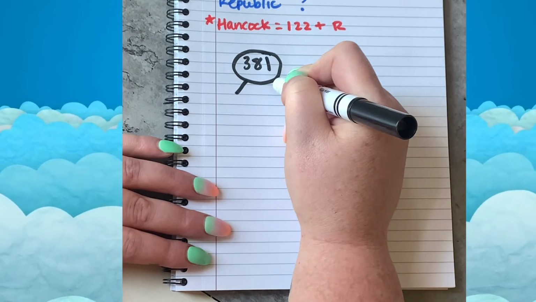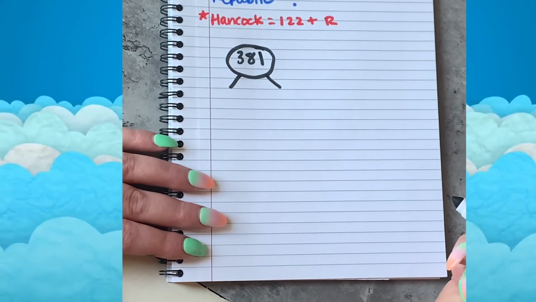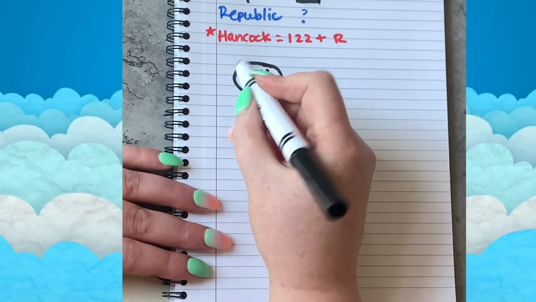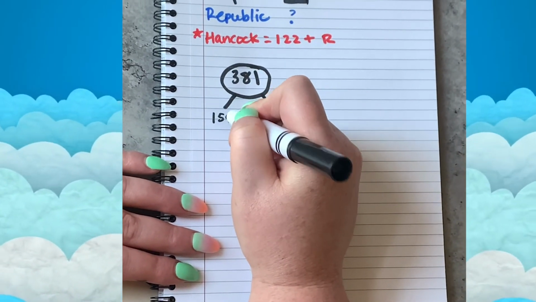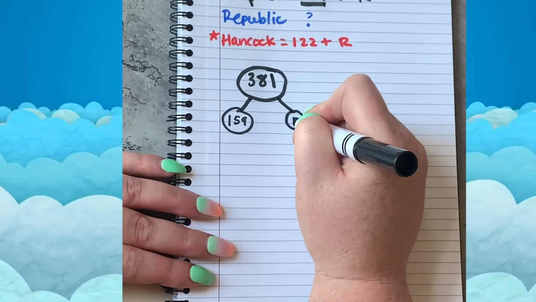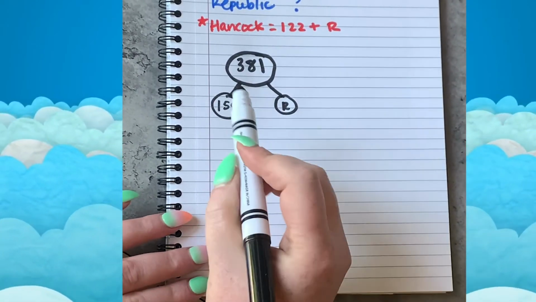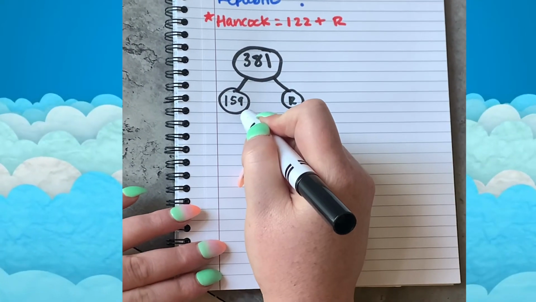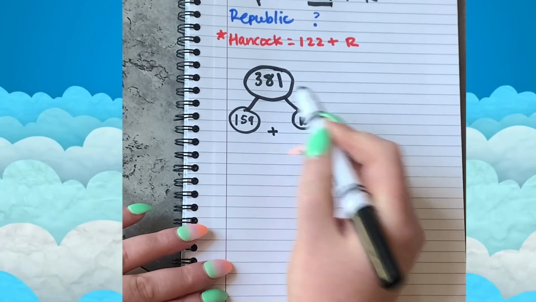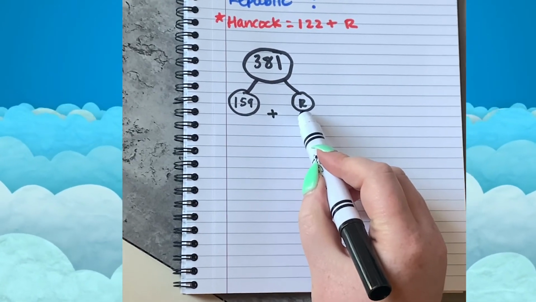that means my two parts must equal what? 381 meters. I know one of my parts, 159. And my other part is the Republic Building. I don't know that. But I do know that 159 plus this equals 381. How could I figure out this missing piece?